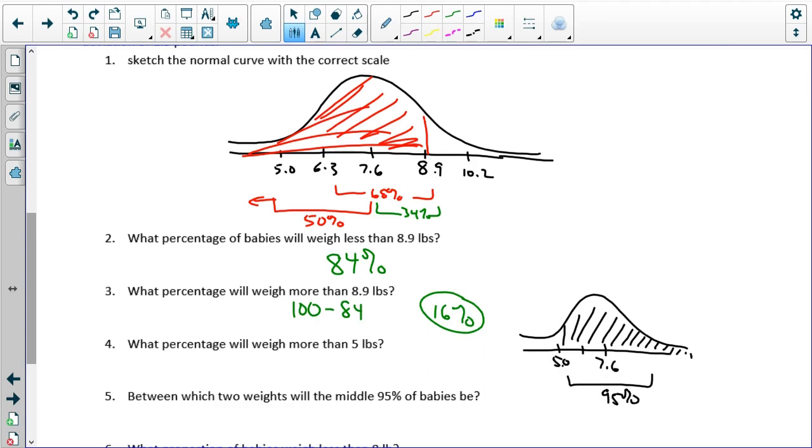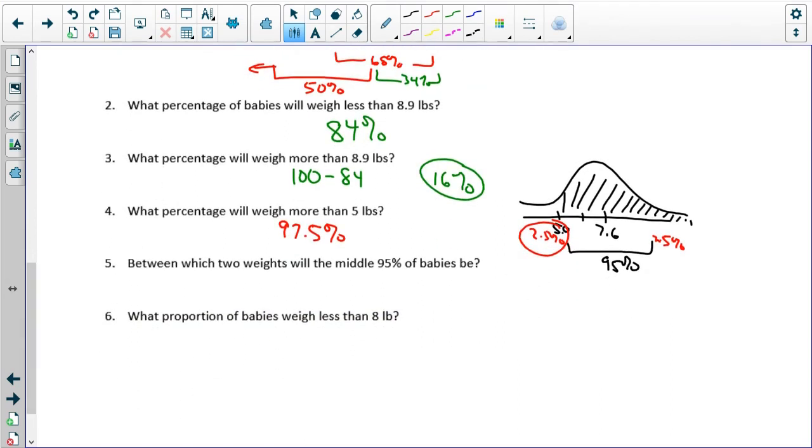95% are within 2 standard deviations, which leaves each of these on the outside to be a total of 5%, which means each of them is 2.5%. So this part that's unshaded is 2.5%, which means the probability or percentage that something is more than that empty spot is going to be 97.5%.